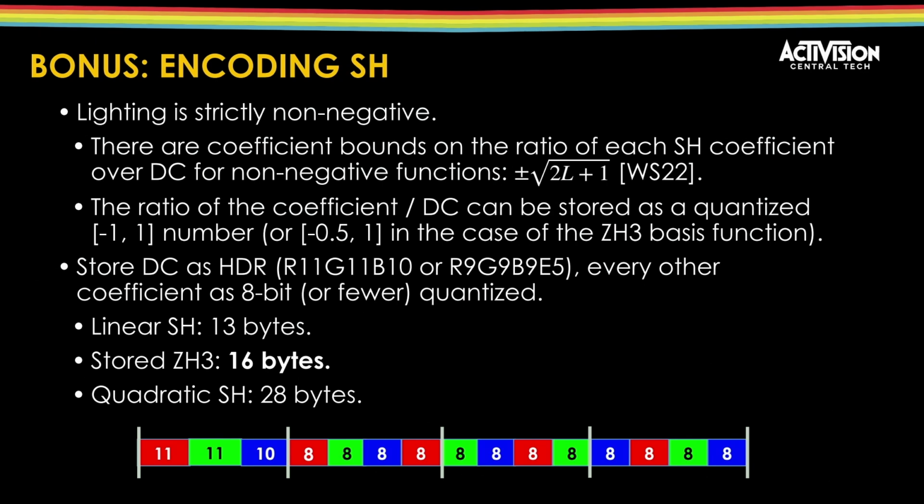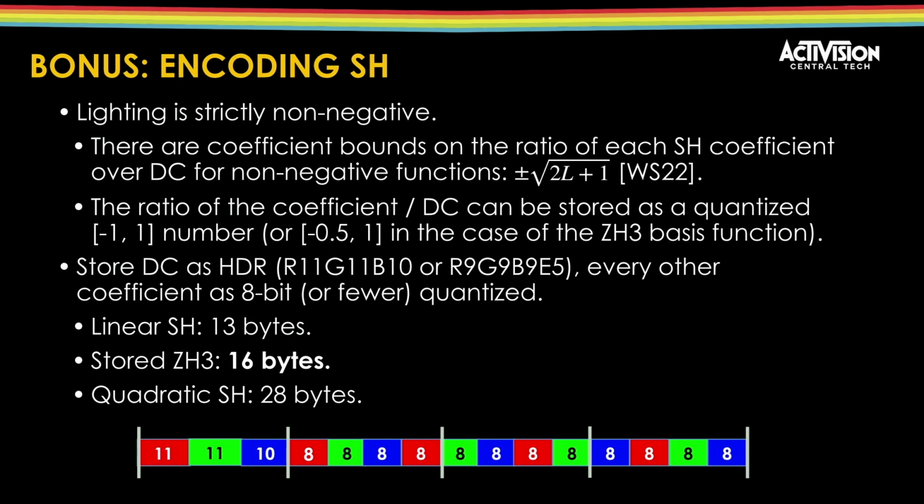So if you have stored ZH3, let's say what that is again. Linear spherical harmonics is just those top 4 terms, a DC component and 3 linear terms, 1 for each axis. Stored ZH3 is those same terms plus 1 extra float for red, green, and blue. And that will give you 16 bytes for every one of these probes. So if we look at it, why 16 bytes? We need a DC component. That DC component is high dynamic range.